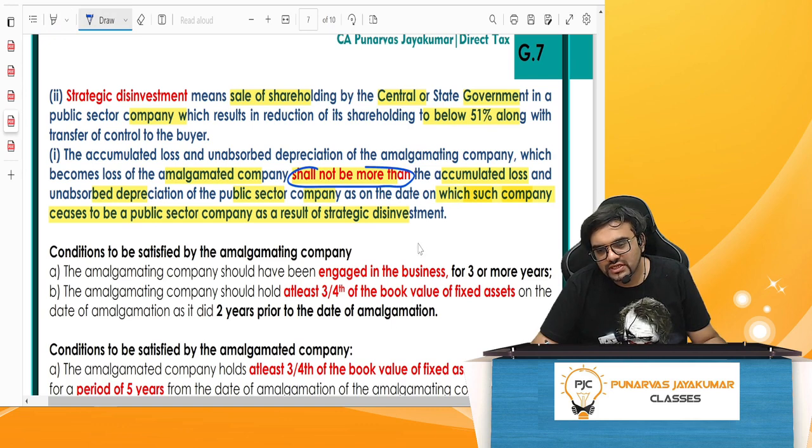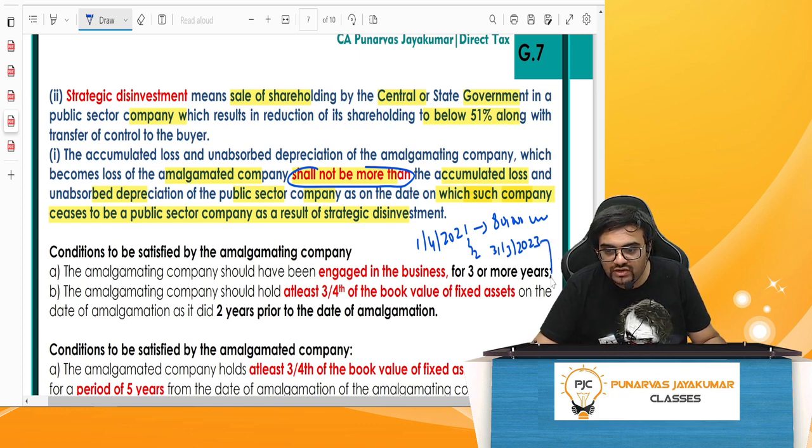Basically, let us say on 1/4/2021, this is the date when the disinvestment happened. The losses were 80,000 crore. The share purchase agreement said for 2 years you cannot do anything. As on 31/3/2023, 2 years later, still amalgamation has not taken place. Losses are still there. Loss has become 1 lakh crore. Now tell me, guys, will you take 80,000 crore or 1 lakh crore is what they are asking.